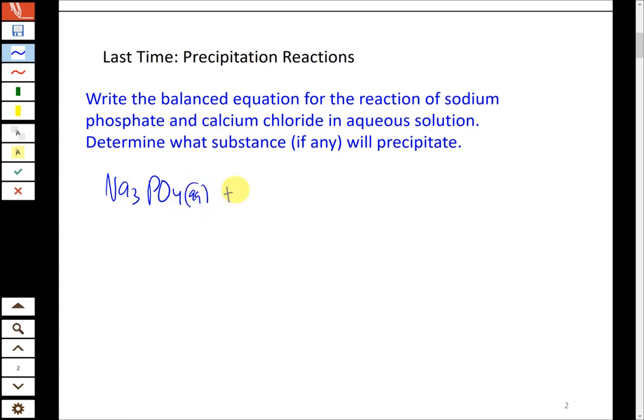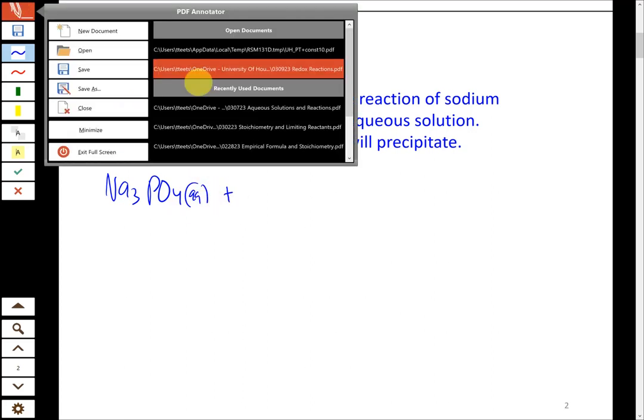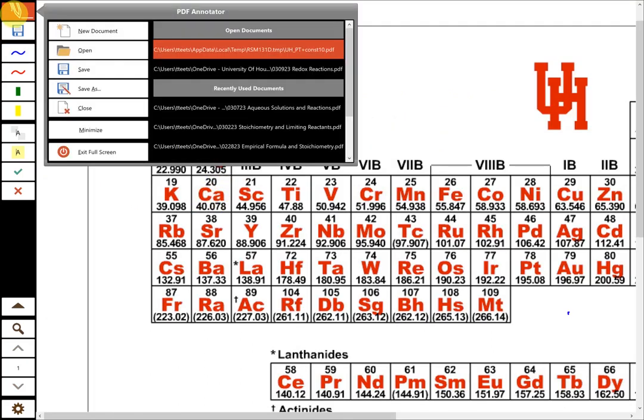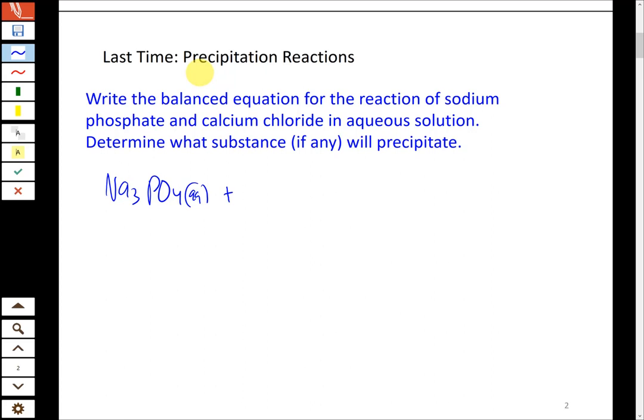And then our second one is calcium chloride. Calcium is Ca, which is in the second column, so it's going to be calcium 2+, with chloride, which is Cl-. So CaCl2 is the second reactant. And then those are going to combine and form 2 products, where we're just going to swap cations and anions.